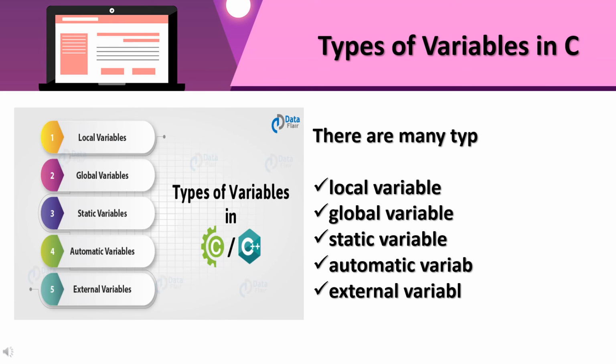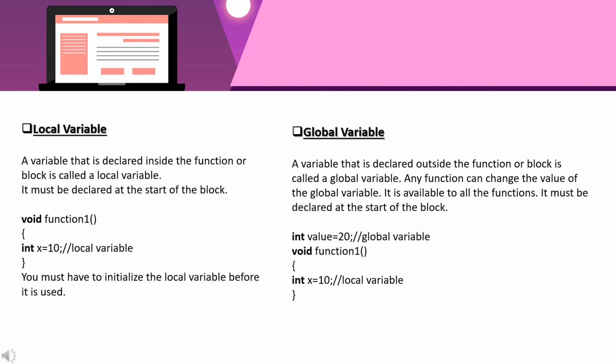There are different types of variables in C. Those are local variable, global variable, static variable, automatic variable, and external variable. Now the first one I am going to discuss is local variable. A variable that is declared inside the function or block is called a local variable. It must be declared at the start of the block.